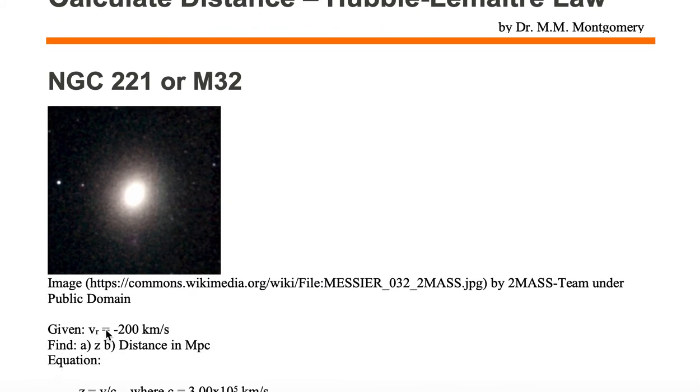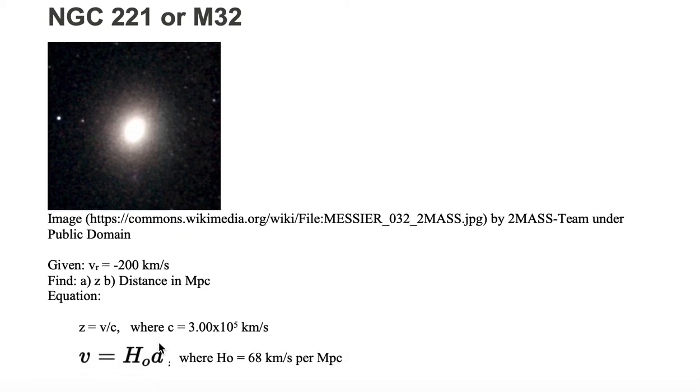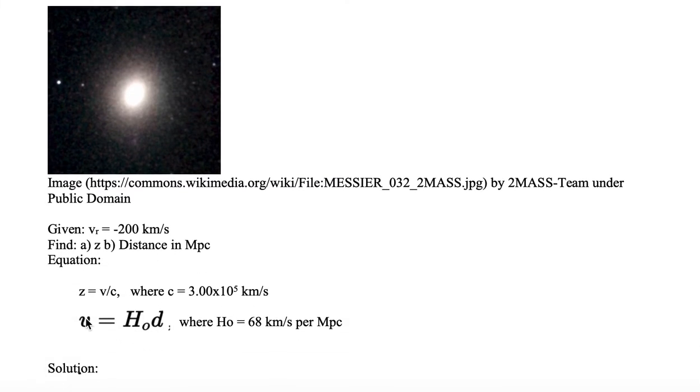Now we're given that the radial velocity, or the speed of the object that's either moving towards us or away from us, is given a value of minus 200 kilometers per second. So it's negative 200 kilometers per second. We want to find the z value, and we also want to find the distance in megaparsecs. So let's take a look at the equations that were given.